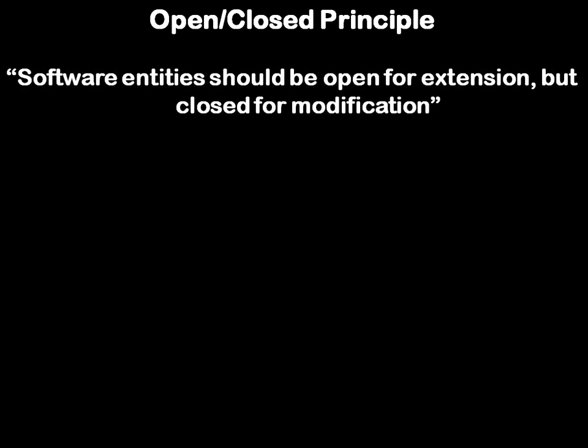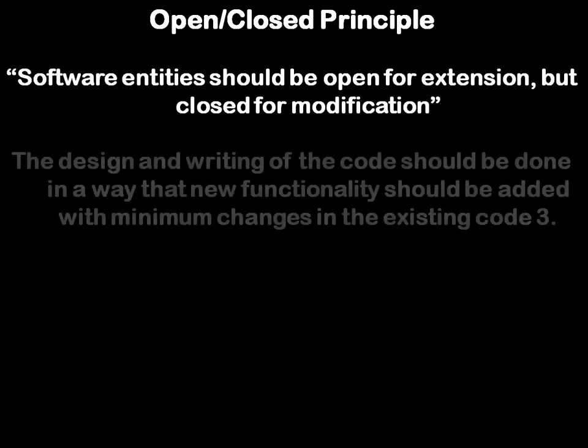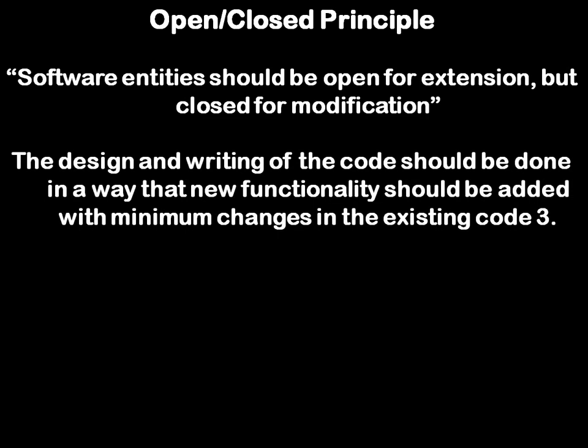The third is the open closed principle, which is: software entities should be open for extension but closed for modification. So the design and the writing of the code should be done in such a way that new functionality can be added with minimal changes to the existing code. Or you can say the design should allow adding new functionality as new classes, keeping the existing code unchanged as much as possible.